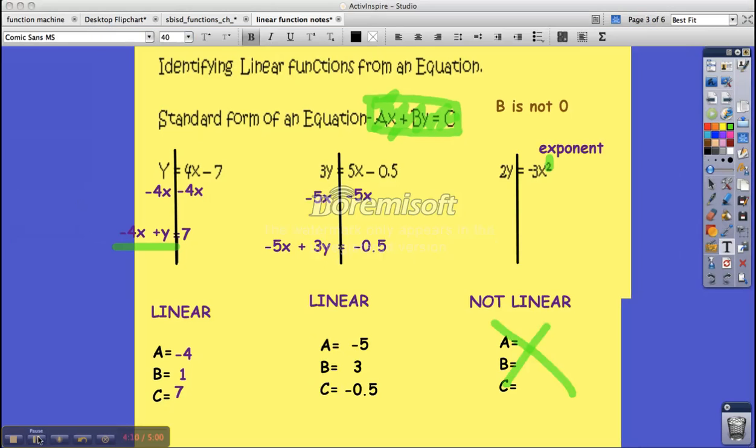So here are the answers. So hopefully you got this right. The second one can be written in linear form. I subtracted 5x and I have it written in linear form here. So a is negative 5, b is 3, and c is negative 0.5.